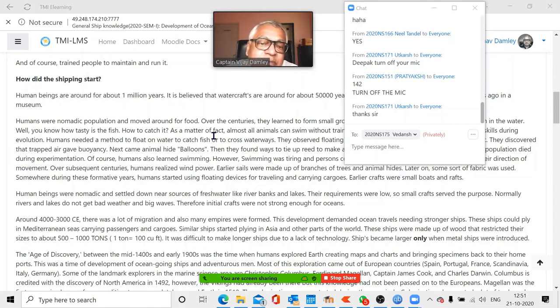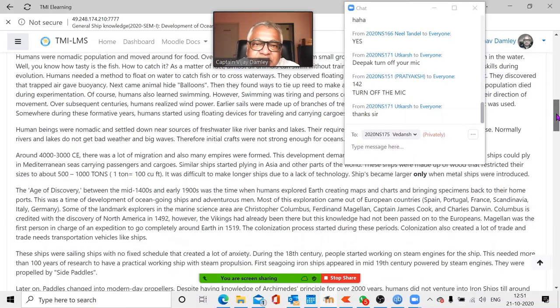Now the problem comes. The steam engine was there, but how do you put it on a wooden ship? The guy will say, you're mad or what? You want me to start a fire on my wooden ship? So steam engines didn't work on wooden ships. It was not practicable.